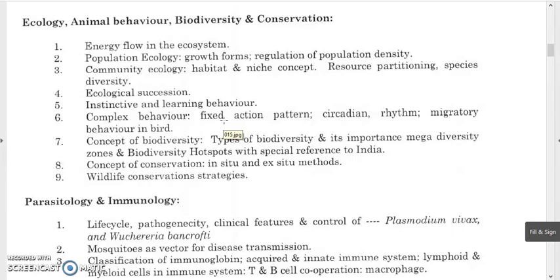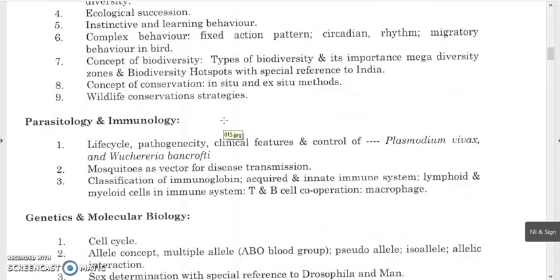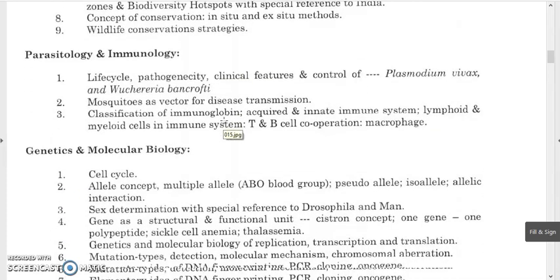Like in situ conservation, we conserve in their natural habitat. When we conserve the animals other than in the natural habitat, then we call it ex situ conservation. Then you have to study the differences between in situ and ex situ, like zoological parks, botanical gardens. These are ex situ conservation, where human interference is there. And if you conserve the animals in their local habitat, in their wild habitat, then we call it in situ conservation. Parasitology and immunology you have to study here.